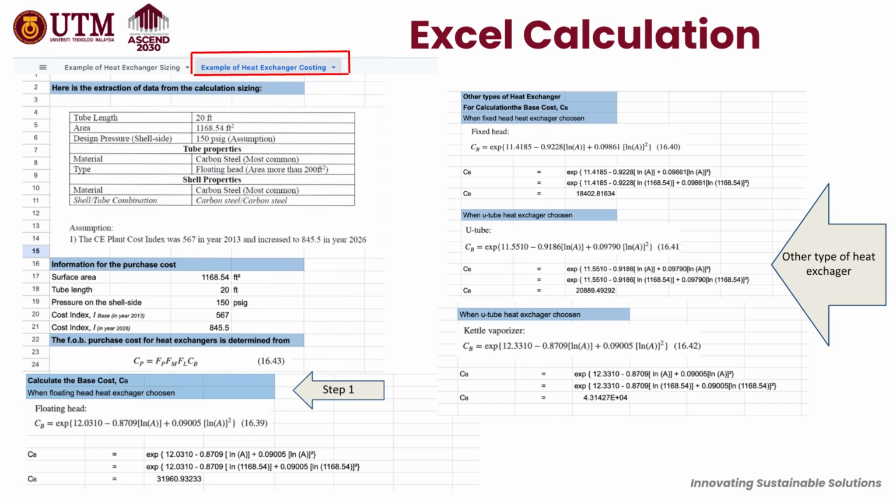Okay, so for step 1, we calculate the base cost of the heat exchanger. In this example question, we use the floating head. There are also different types of heat exchanger such as fixed head, U-tube, and also kettle reboiler, depending on what type of heat exchanger we need to calculate.